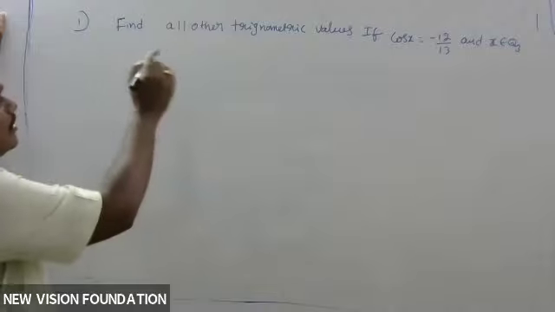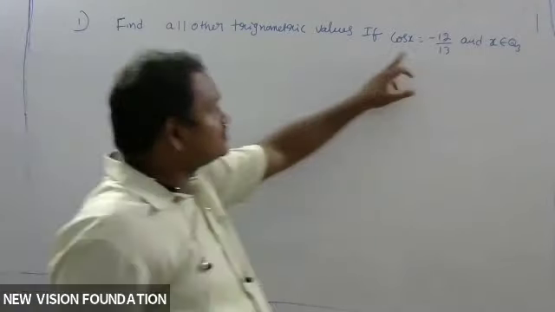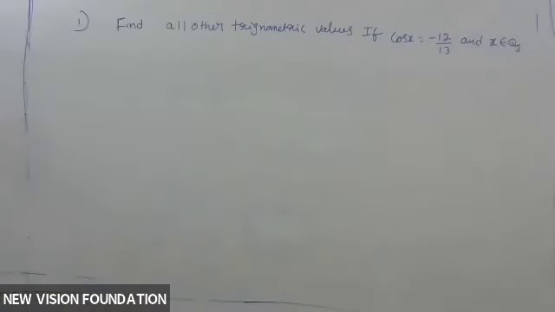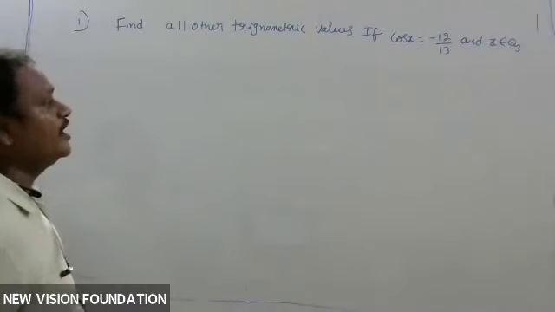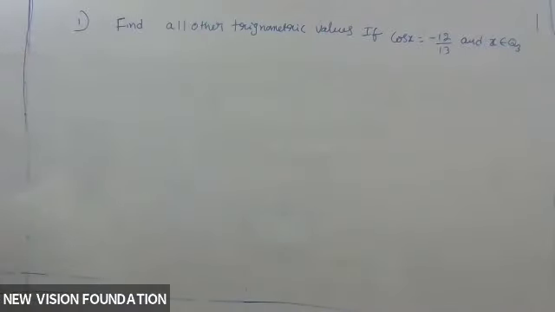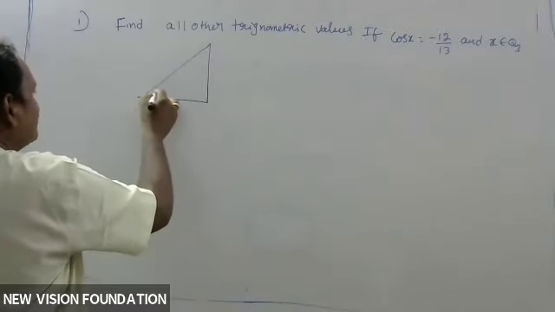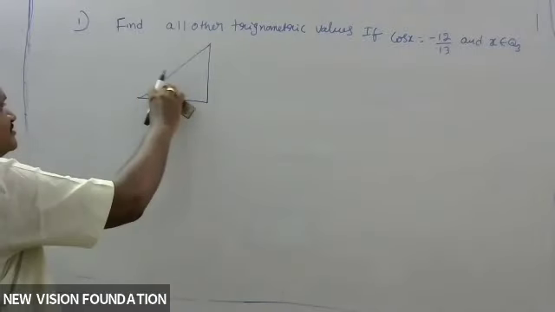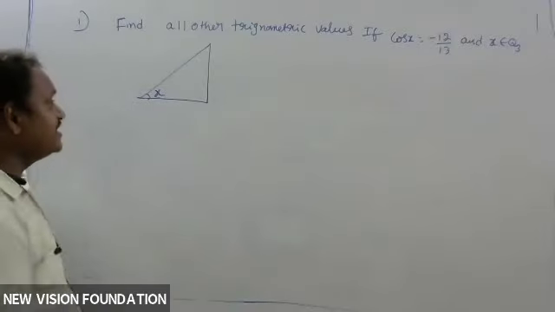Here, find all other trigonometric values if cos x is equal to minus 12 by 13, where x belongs to quadrant 3. How will we do this particular problem? You see, my dear students, trigonometric ratios are defined in a right angle triangle. That's why we take the angle as x.